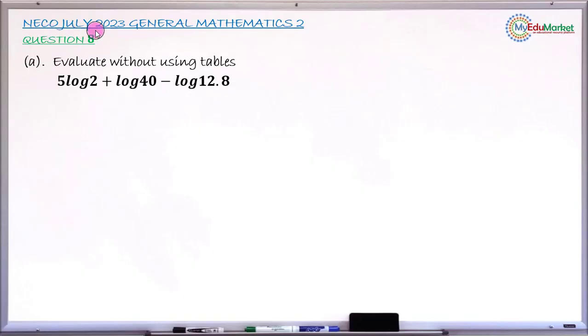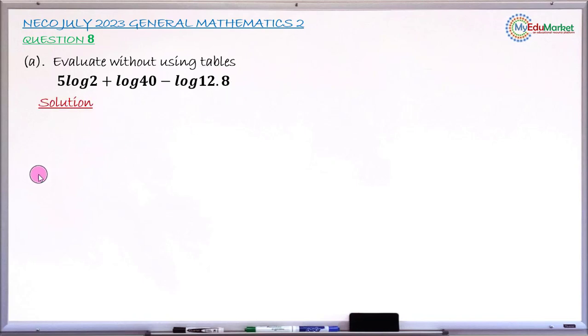This is NECO July 2023 General Mathematics Paper 2, and we are answering question number 8A. The question asks to evaluate without using a table, that is, without using your four-figure table, 5 log 2 plus log 40 minus log 12.8. So let's attempt to answer this question together.